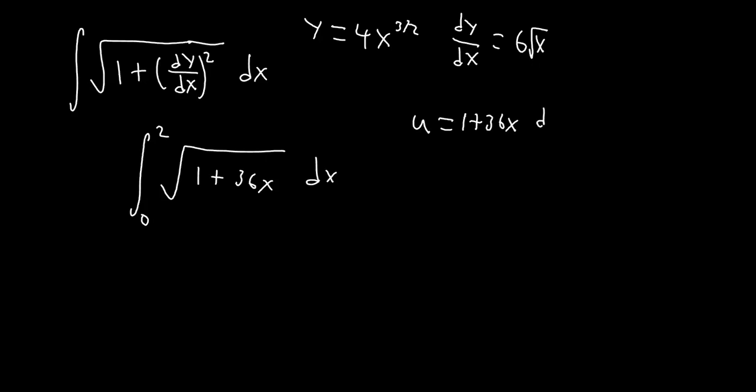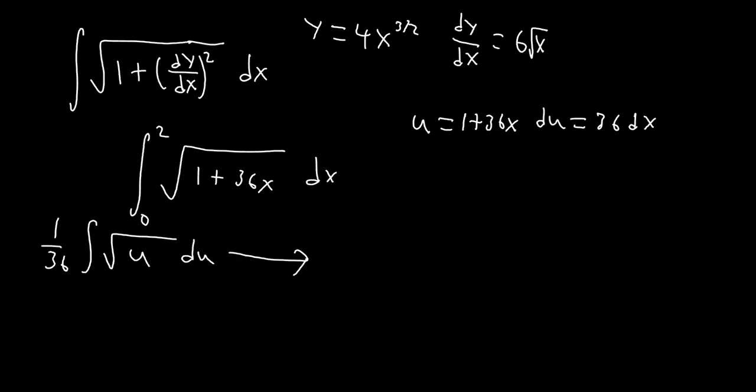and then du is going to be 36 dx. Okay, so when we substitute for dx, we're going to have 1 over 36 times the integral of, we don't put the bounds yet, times the integral of the square root of u du. Okay, so here, the reason I didn't put the bounds is because we're in terms of u, but once you convert back into x, I'll put the bounds back in.